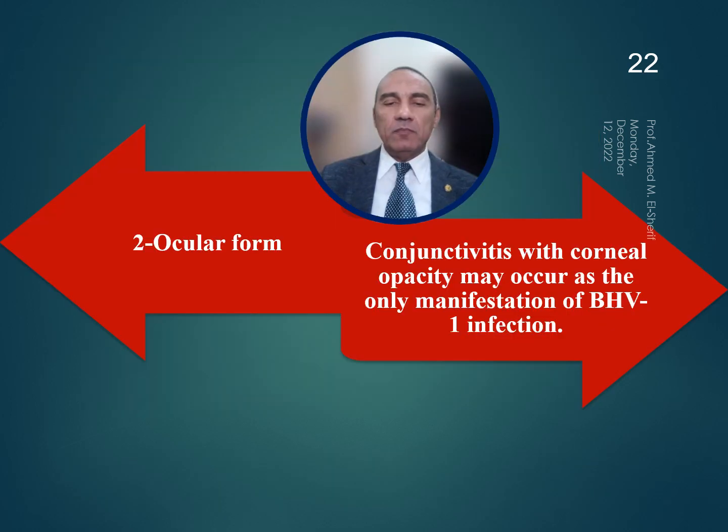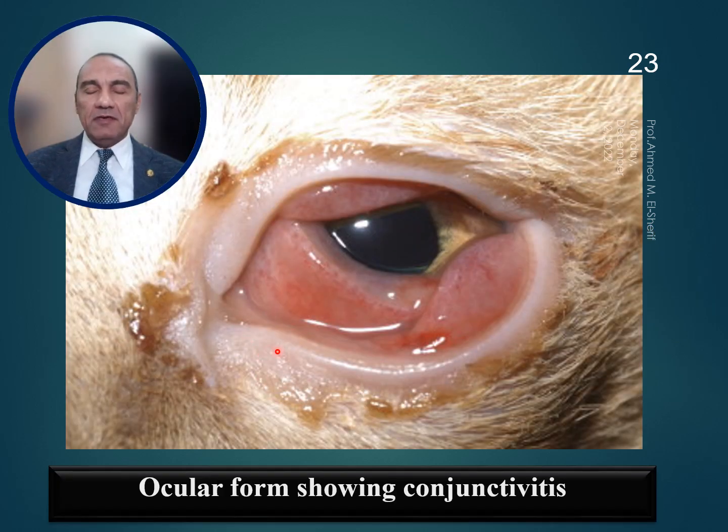The second form of infectious bovine rhinotracheitis is the ocular form, characterized by conjunctivitis with corneal opacity that may occur as the only manifestation of bovine herpesvirus 1 infection. The ocular form of infectious bovine rhinotracheitis showing conjunctivitis with clear redness of the third eyelid as well as the other conjunctival sclera of the animal.